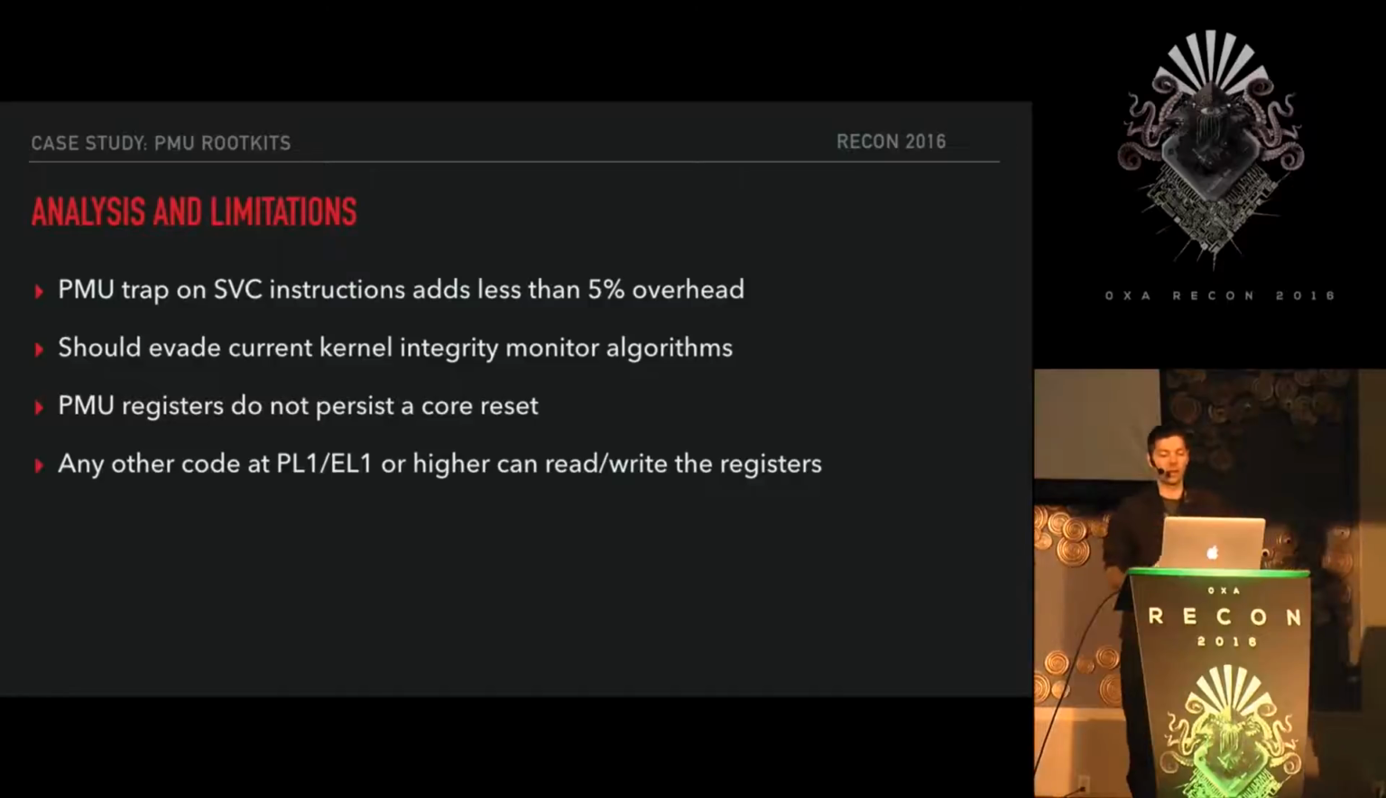So, some analysis and limitations. Trapping supervisor call instructions seems to add anywhere from 2 to 5% overhead, depending on the load on the device. And I mentioned it should evade current kernel integrity monitor algorithms. I didn't validate this, but I'd be surprised if these monitors cared that all we've done is register an interrupt service routine. A couple of limitations: the PMU registers themselves are non-persistent, so this rootkit would not be persistent. Every time a core comes out of reset, the PMU registers will all be loaded with their respective reset values. And any other code running in the kernel or higher could tamper with the registers, so they could stop something from counting, which could become problematic.